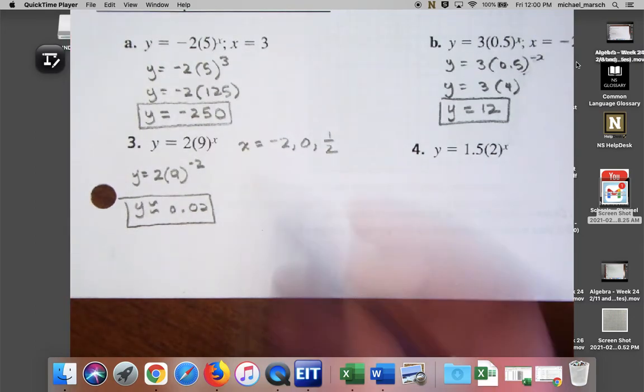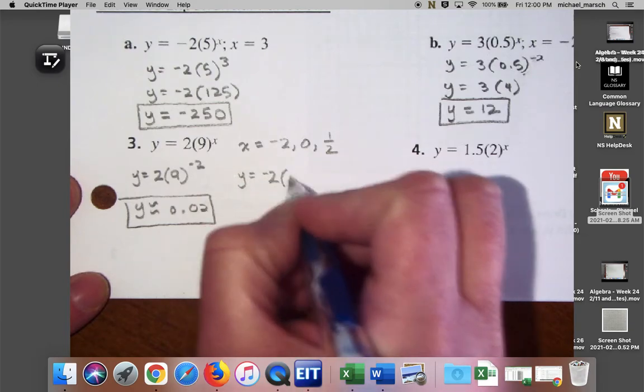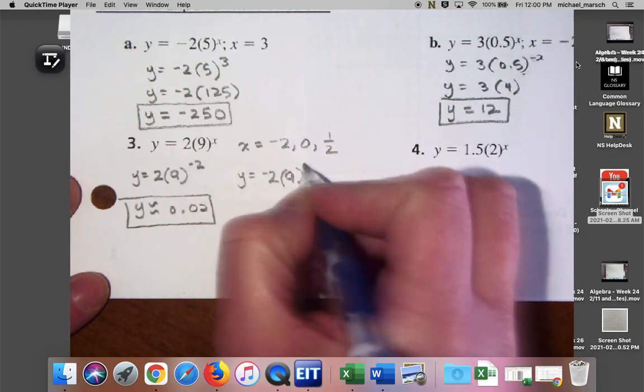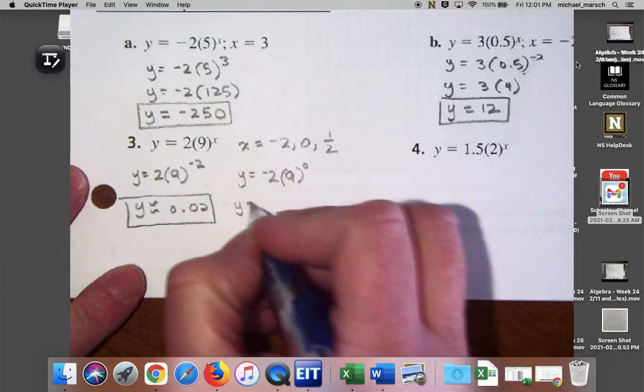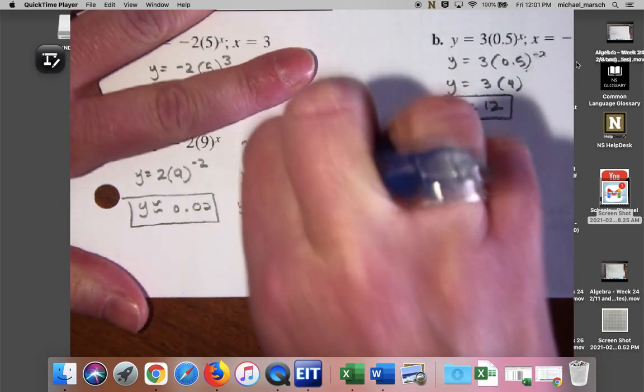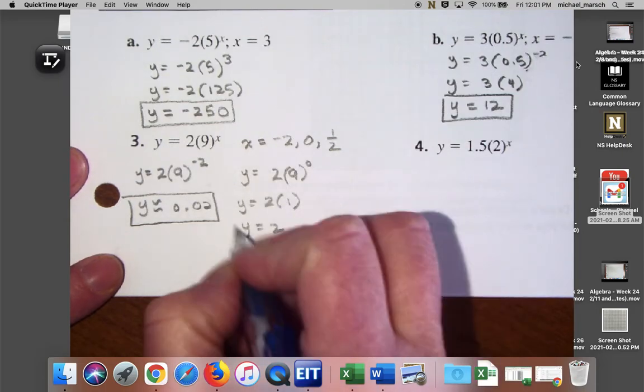So then I'll do y equals 2 times 9 to the 0 power. If you can't remember what anything to the 0 power is, maybe you want to put that in your calculator. Who remembers? 1. So we're really going to get y equals, oh, this is supposed to be positive 2. 2 times 1, so we get an answer of 2.